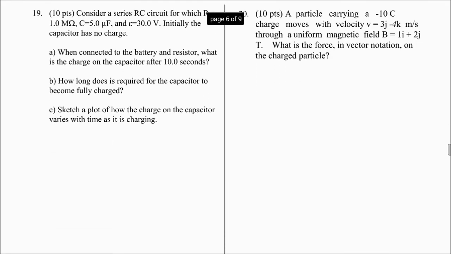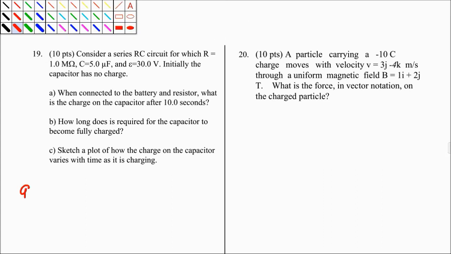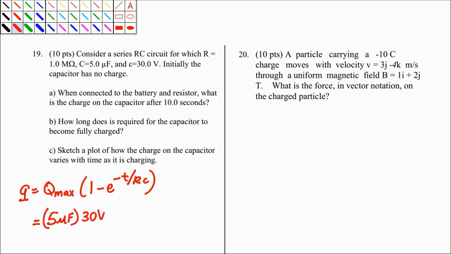Consider an RC circuit for which R equals 1 megaohm, C is 5 microfarads, and E is 30 volts. When connected to the resistor, what is the charge of the capacitor after 10 seconds? All right, so I want to know the charge. That charge is equal to Q max times 1 minus e to the minus t over RC. That Q max is CV, that's 5 microfarads times 30 volts. Our time is 10, and RC is 1 megaohm times 5 microfarads, that's 5 seconds.